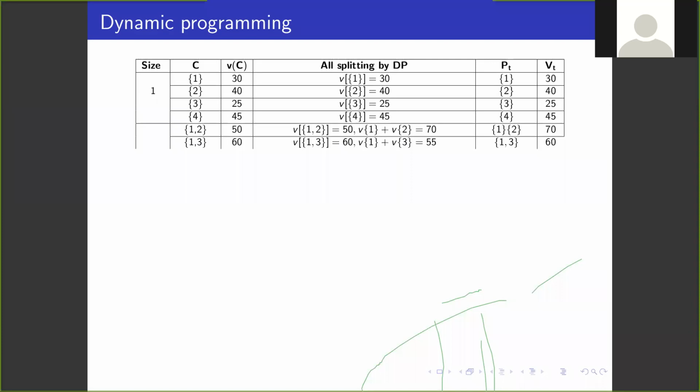Similarly, size two coalition. If 1 and 3 work together, it is given as, yeah, somebody raised a hand.